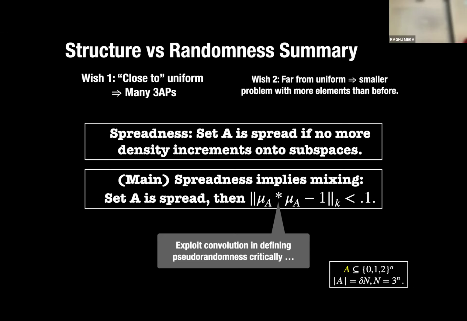And finally, as I said, so far most of it has been definitions, but the perspective that you only need to show the convolved distribution is close to 1 is definitely conceptually important. It's something that we critically exploit in the arguments that come later. So we're exploiting convolution critically in defining this notion of pseudorandom.